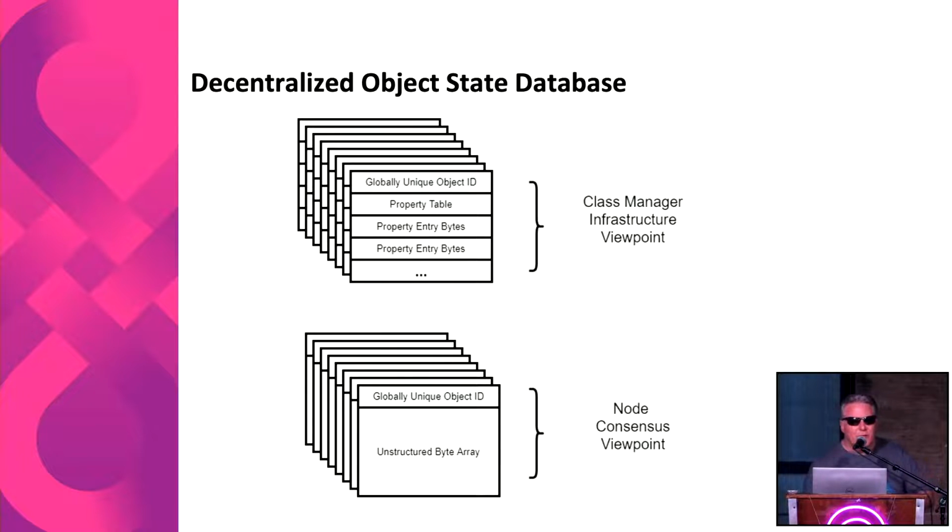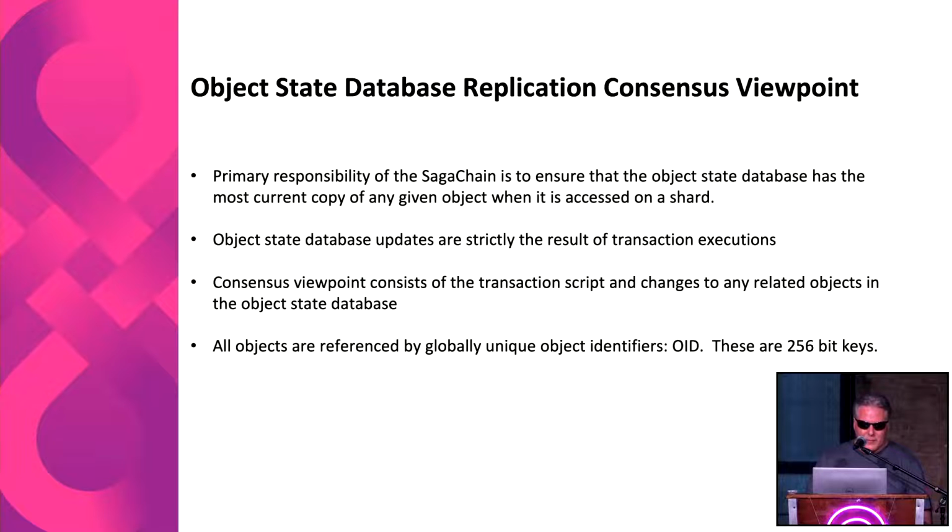So the class manager superimposes on top of the consensus model a property table, so that, as the next slide shows for the object system, the properties are something that can be retrieved and set independently.